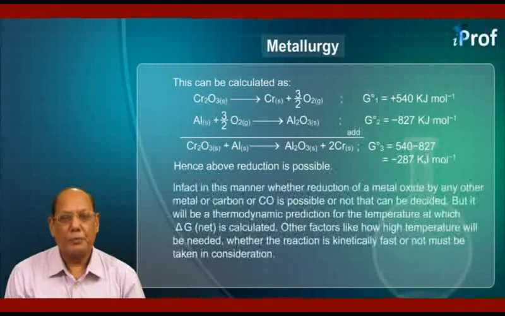In fact, in this manner, whether the reduction of a metal oxide by any other metal or carbon monoxide is possible or not can be decided, but it will be a thermodynamic prediction for the temperature at which ΔG net is calculated. Other factors like how high temperature will be needed, and whether the reaction is kinetically fast or not, must be taken into consideration.